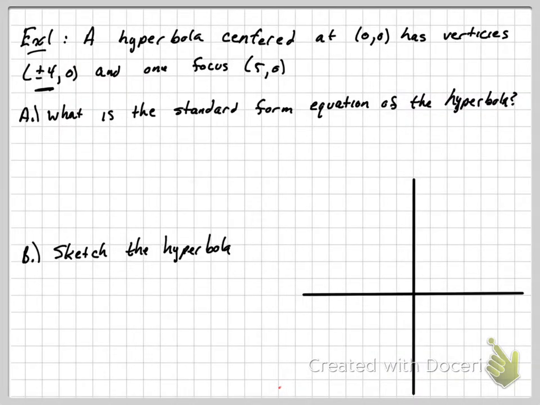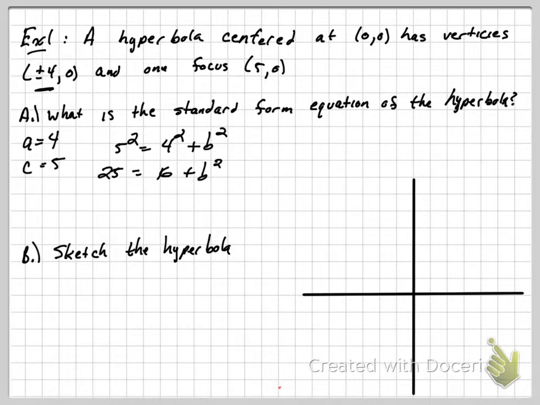So again, a hyperbola centered at 0, 0 has vertices plus or minus 4, 0 and one focus of 5, 0. What is the standard form of the equation? So we know our a equals 4 and our c equals 5. So again, what we're going to do is kind of a Pythagorean theorem type of thing: c squared equals a squared plus b squared. And that's going to help me to write my equation. So 25 equals 16 plus b squared. Subtract 16. b squared equals 9.